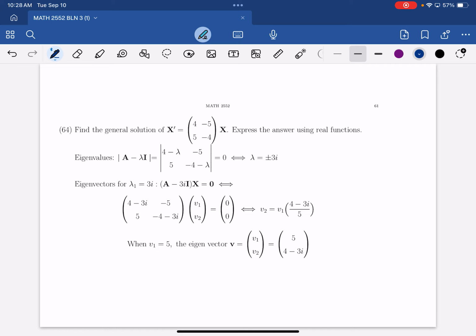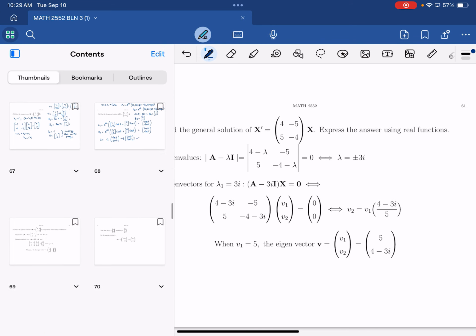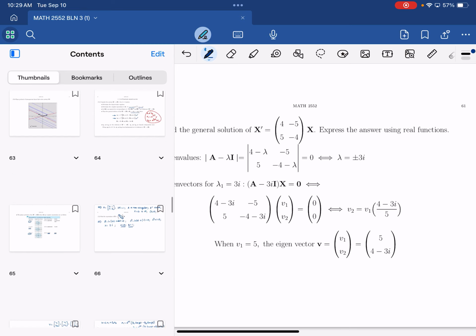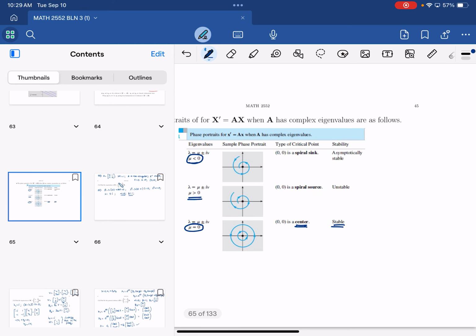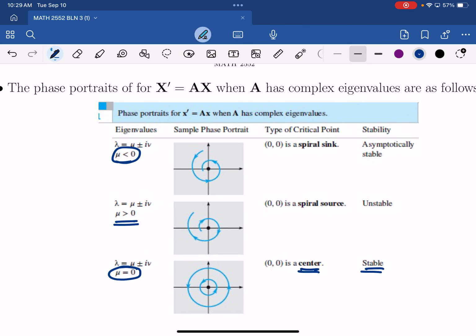Let's go back to our slides a little bit here. I have 3 cases when my eigenvalues are complex. My real part is positive, real part is negative, real part is 0, right? When the real part is positive, they are spiraling away from the origin. When the real part is negative, they are spiraling towards the origin. When the real part is 0, it's a stable center. It's going in a circular loop.